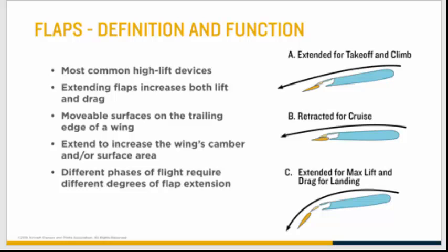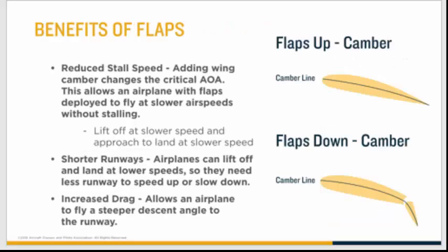Flaps are extended to change the wing's camber, which generates both lift and drag, enabling a descent at a steeper angle and lower airspeed. In lesser degrees of flap deployment, typically 0 to 25, lift increases significantly more than drag. But once you get greater than that, drag increases more significantly. Because flaps increase lift and drag, they're often deployed at some degree during takeoff and landing.